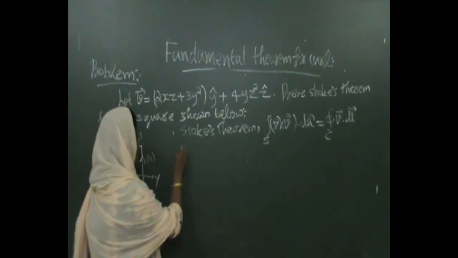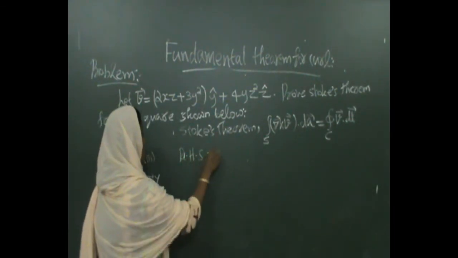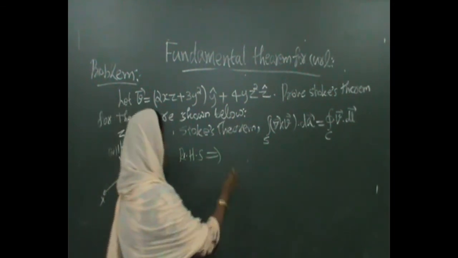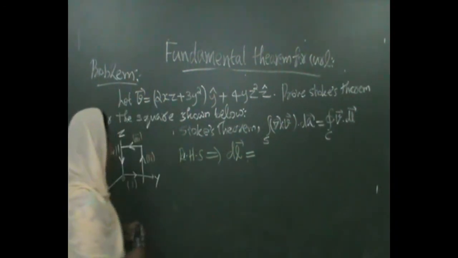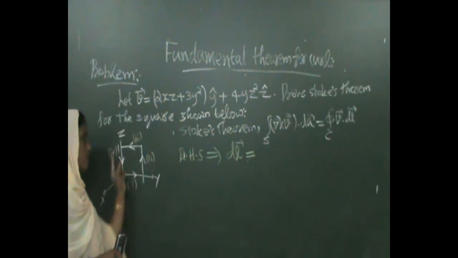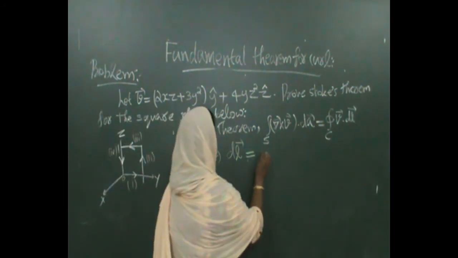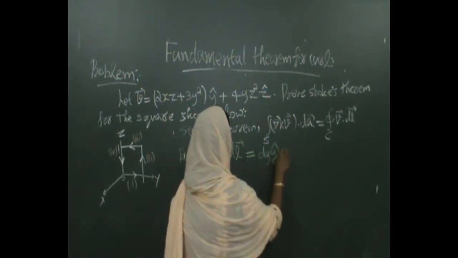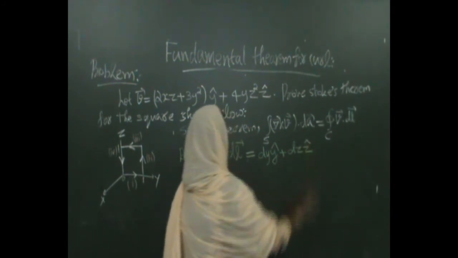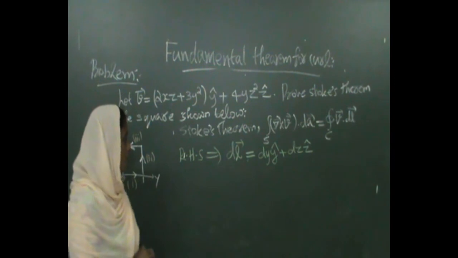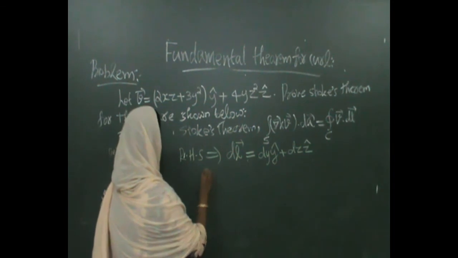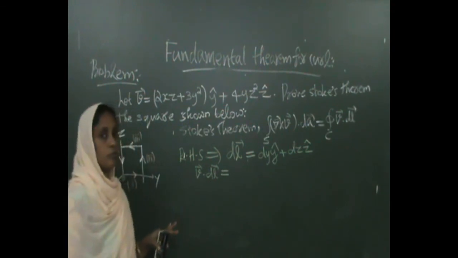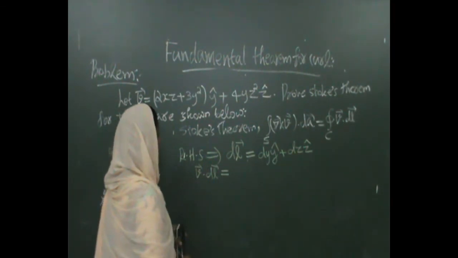So for arches, first of all we want to write dl. Since we take the boundary of this surface, dl is given by dy y cap plus dz z cap. Now we need V dot dl.